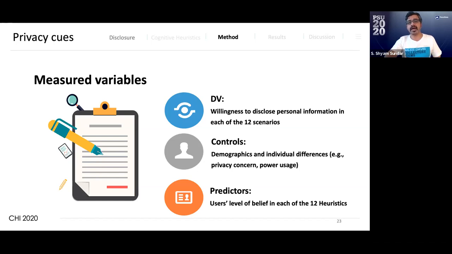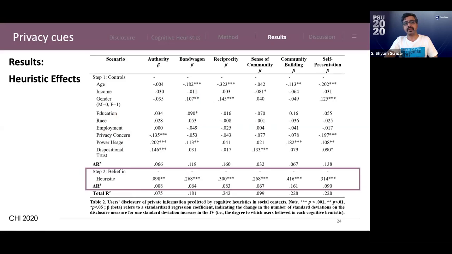We assessed this by asking them to rate the degree to which they believed in each of the 12 heuristics, as general rules of thumb, heuristics like belief in authority, wisdom of the crowds, and so forth, that were relevant to one of the 12 scenarios. And as we found, their belief in a given heuristic predicted their willingness to disclose in a scenario featuring an interface cue designed to trigger that heuristic. You can see this in step 2 of the multiple regression in this table here.